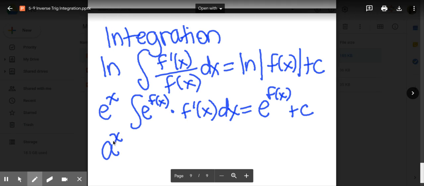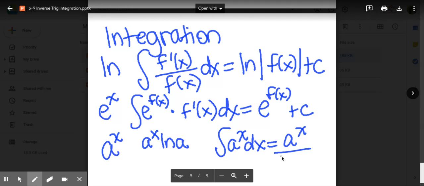And then the last one I want to do is a to the x. If you remember, the derivative of a to the x is a to the x, and then you have to multiply by the natural log of a. So if I'm going to do the antiderivative of a to the x, since the derivative was itself times natural log of a, the antiderivative is going to be itself divided by the natural log of a, and then plus c. So those three, I just wanted to review a little bit with you because other than the power rule and doing u substitution, everything reverses with u substitution. These are three of them that you need to know.